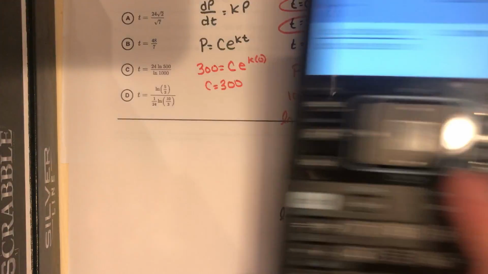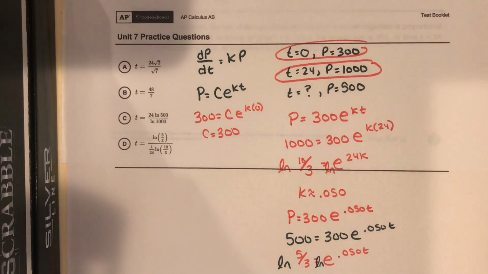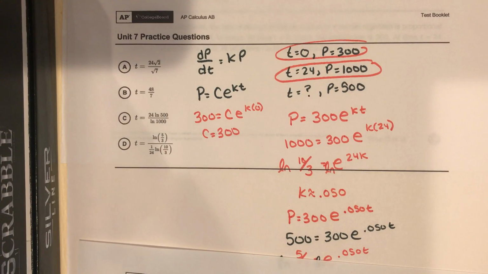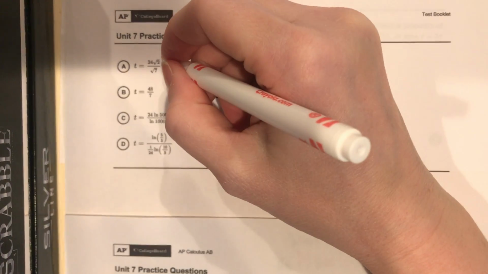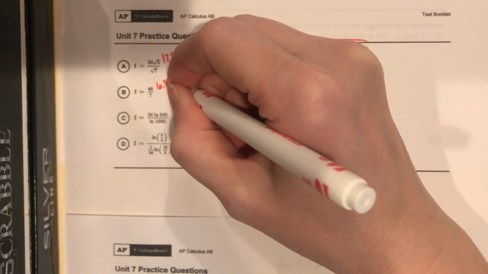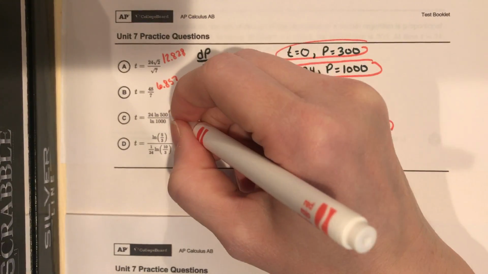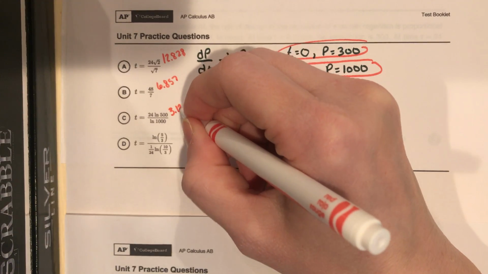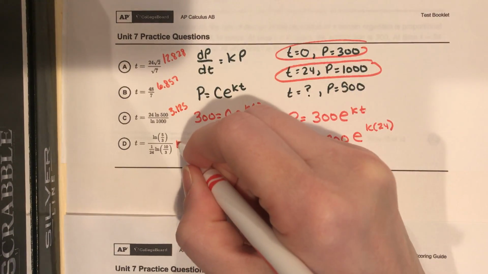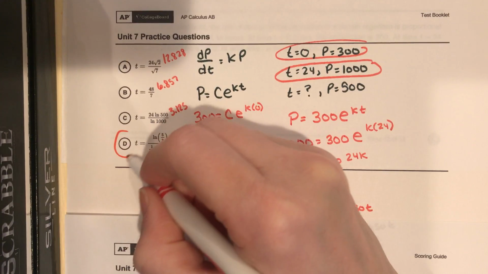But if you look at the answers, they're not in decimal form. So what I would do is go back and check all these, see what the decimals are, and compare them. So I went ahead and did that for you. Letter A, we get 12.828. Letter B, 6.857. Letter C, 3.125. And letter D, 10.18. So D is the correct choice.